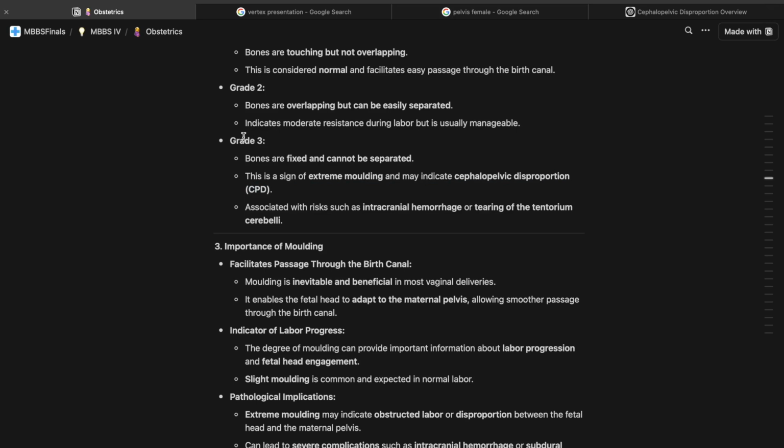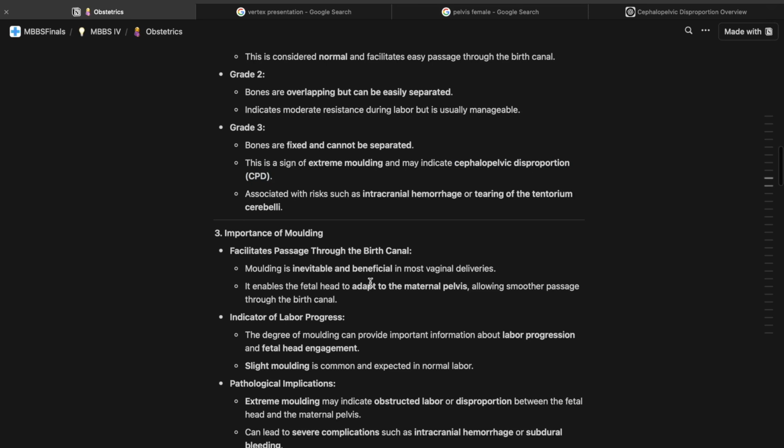So the third grade, which is the extreme grade, has bones very fixed and unable to be separated, and when we can't separate those, that is an indication of cephalopelvic disproportion. That is what it means. We just checked what it is.